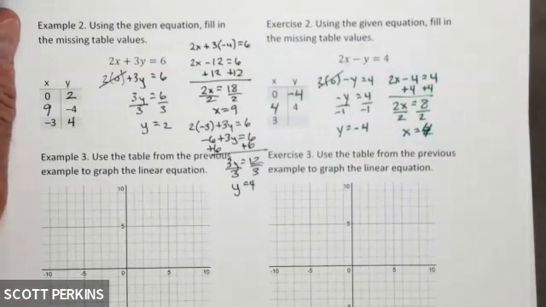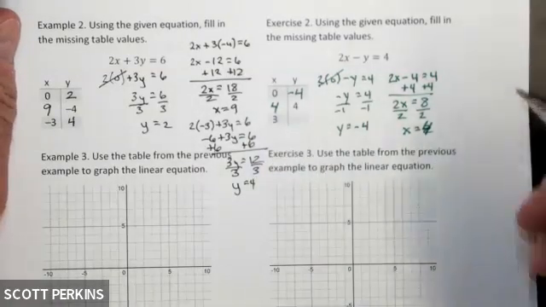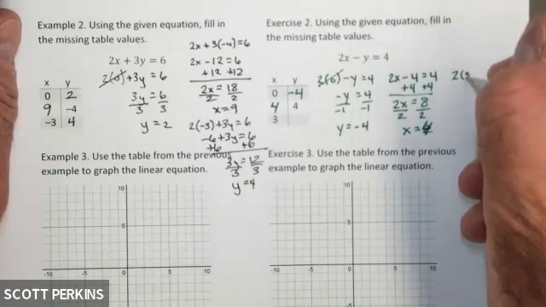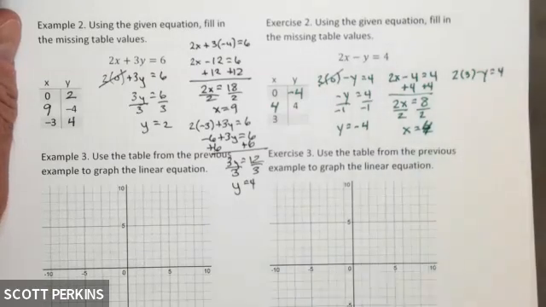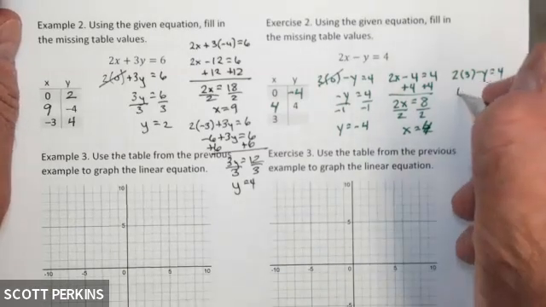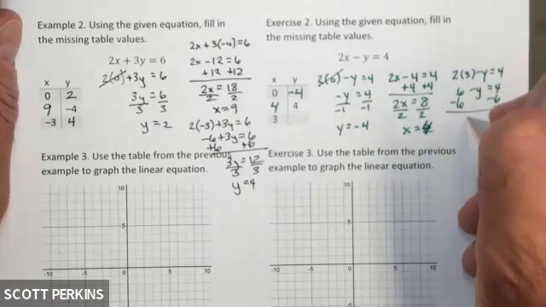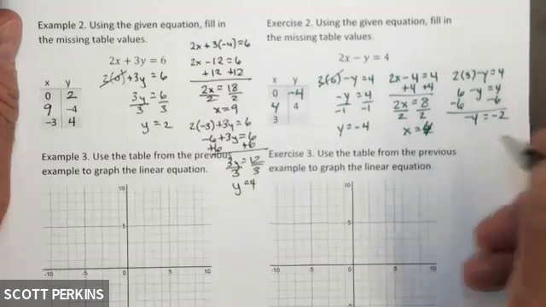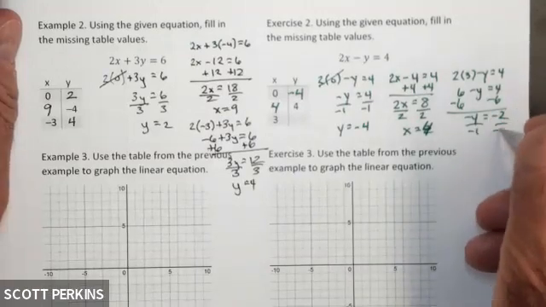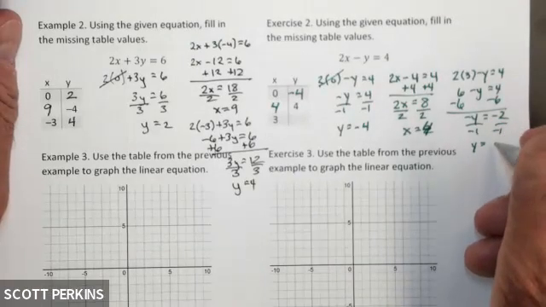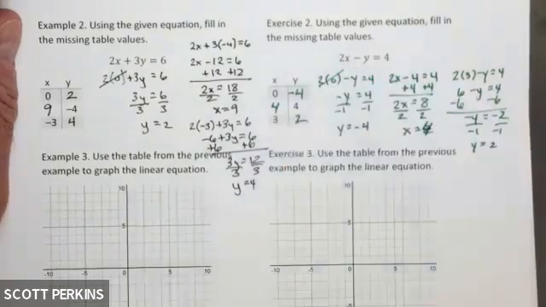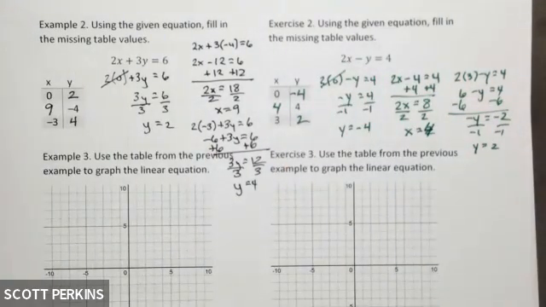And then last but not least, I'm going to put the x value 3 in. So I get 2 times 3 minus y is equal to 4. 2 times 3 is 6. Subtract the 6 from both sides, and I get negative y is equal to negative 2. And divide by negative 1, and y is positive 2. And I did a little better with my space that time. Any questions before I move on? You're doing okay with doing some substitution?